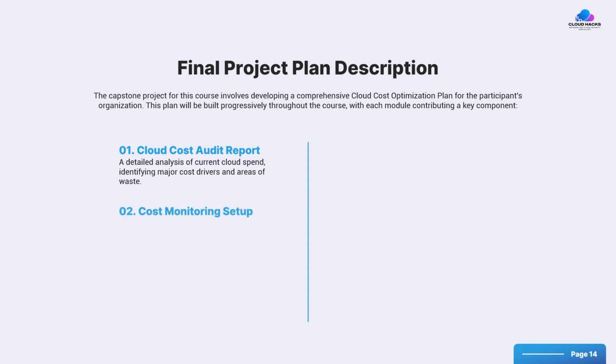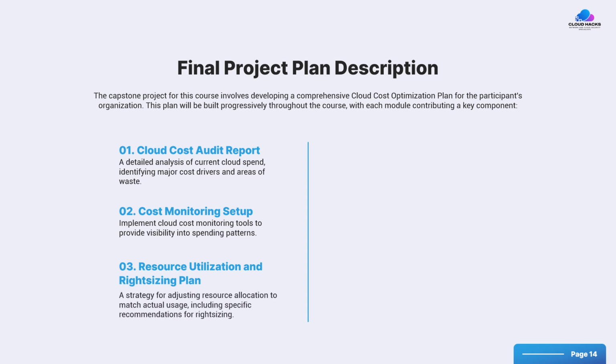2. Cost Monitoring Setup. Implement cloud cost monitoring tools to provide visibility into spending patterns. 3. Resource Utilization and Right-Sizing Plan. A strategy for adjusting resource allocation to match actual usage, including specific recommendations for right-sizing. 4. Storage Optimization Strategy. Recommendations for optimizing storage costs, including using different storage classes and lifecycle policies.